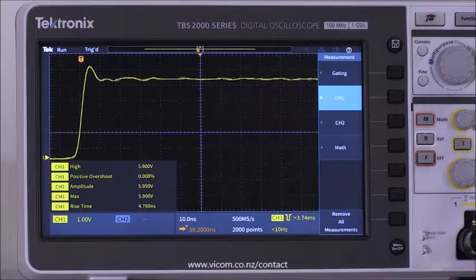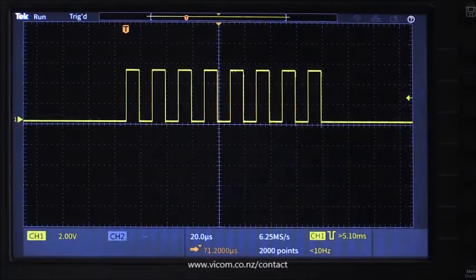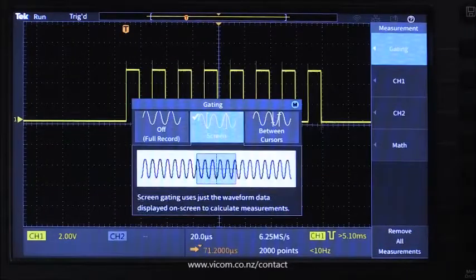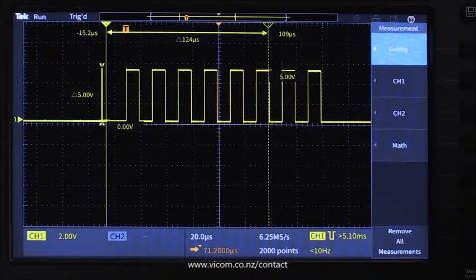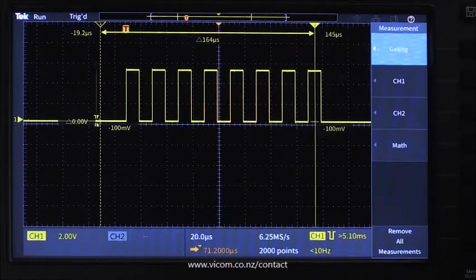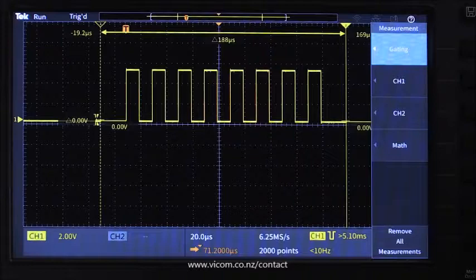Fall time is similar, except that it's the time that it takes to go from 90% down to 10% of amplitude. So far, we've looked at measurements that characterize individual pulses or digital signals and their transitions between logic levels. We might also want to count pulses and check the delays between digital signals. For practice, I'm going to use cursor gating to define the exact measurement area. So I'll position one cursor at the beginning and another cursor at the end of the burst.